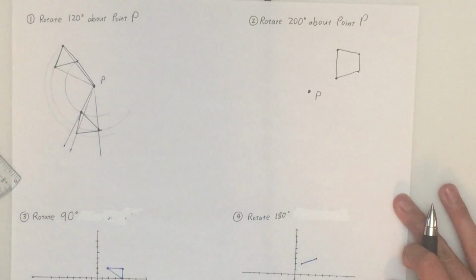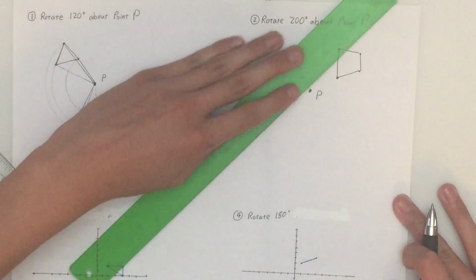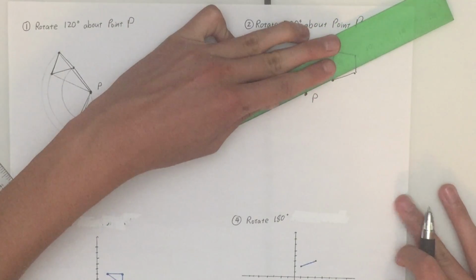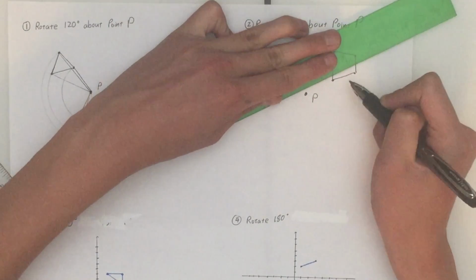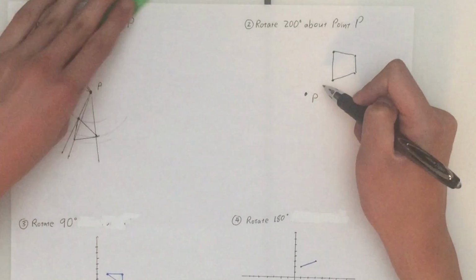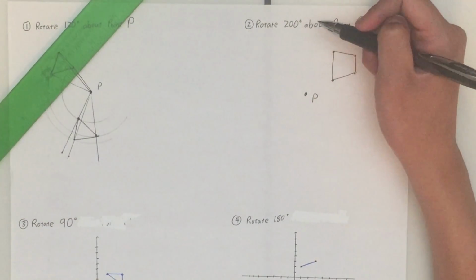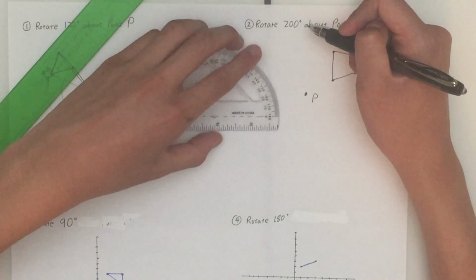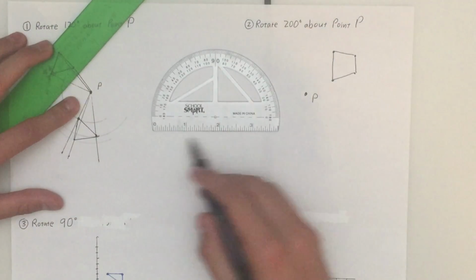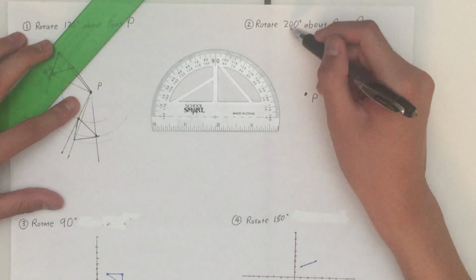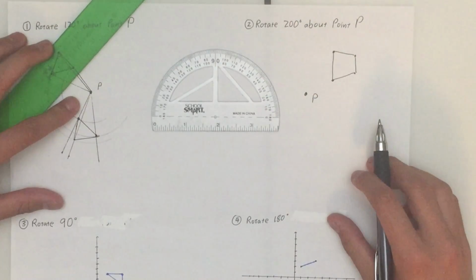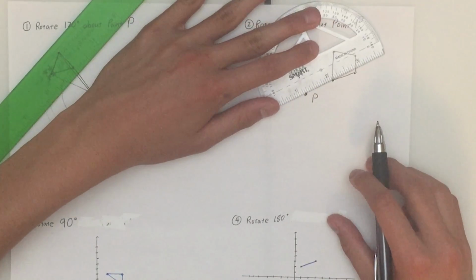So we'll just do the same thing as before. You already know the drill. I'll do 1 point with you, and then I'll get back to you when I'm done. So let's choose the closest vertex. Oh, this actually brings up an interesting point. What if the rotation is more than your protractor? This protractor only goes up to 180 degrees, and it asks us for a 200 degree rotation. So let's find out how we do that.